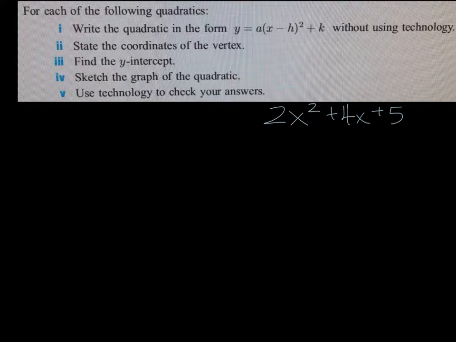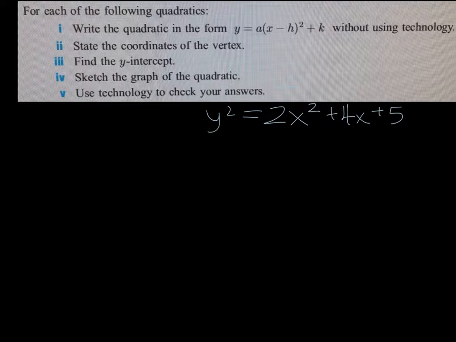Okay, this is a help desk request for this question. We're going to do part A, which is the equation you see here, 2x squared plus 4x plus 5. This is number 2 on page 35, so part of your homework assignment. So first thing for part I, it says write the quadratic in vertex form.